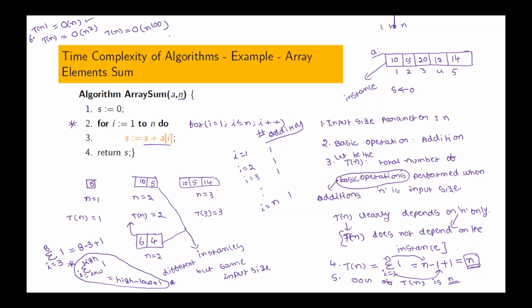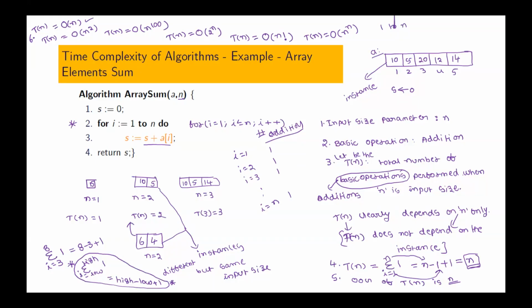T of n, can you write it as big O of 2 power n? Yes, we can write. Are you following? T of n is big O of n factorial. Can you write this? Yes. T of n is big O of n power n. Among these, all are correct.